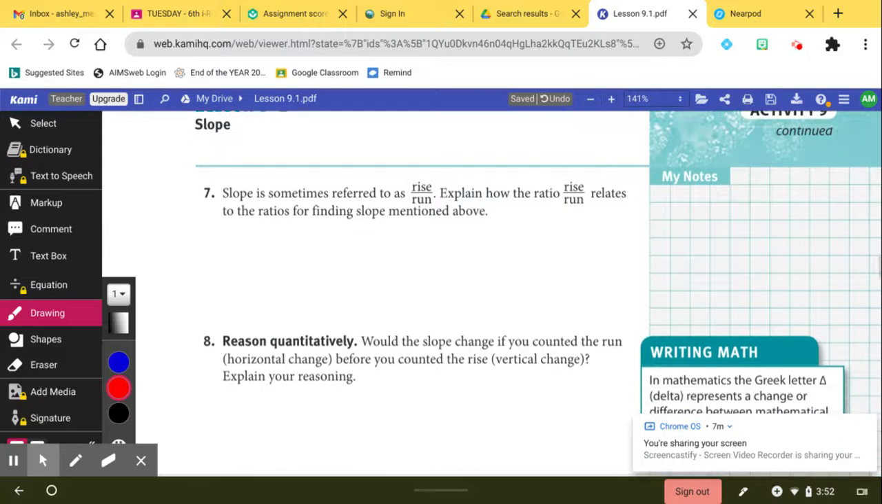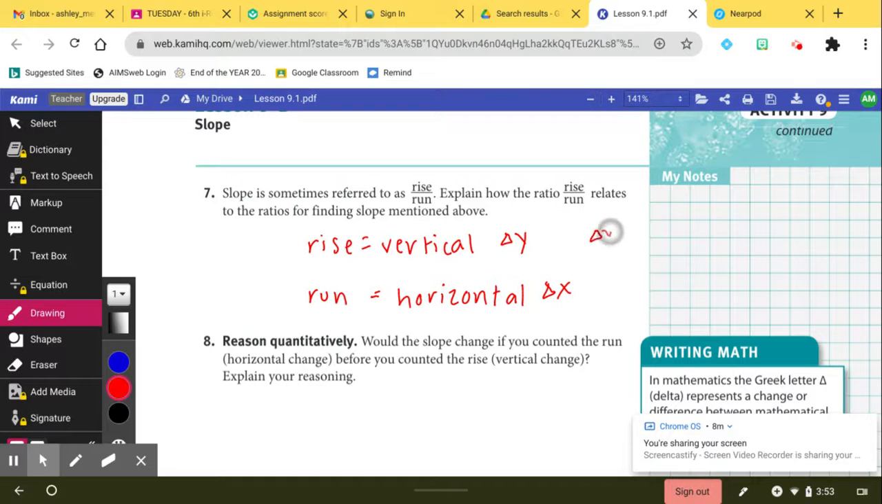All right, so it says slope is sometimes referred to as rise over run. Explain how the ratio rise over run relates to the ratios for finding the slope mentioned. Well, remember that rise was my vertical, which is my change in y. And run is my horizontal, which is my change in x. So rise over run, change in y over change in x. So it's the same thing.